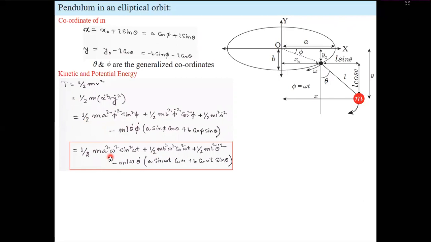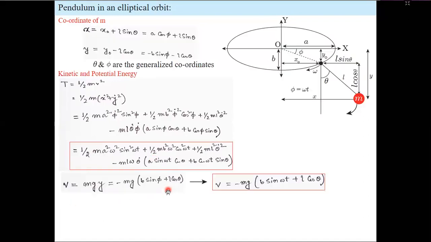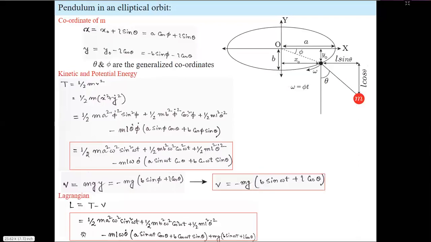And next what we need to do, we need to figure out the potential energy. What is the potential energy here? It should be like m times g into height. What is the height of this object? It is y. So m g y, and this is this y expression. Now if I again write phi as omega t, V will be this. Now I have T and V, that will give me the Lagrangian. So T minus V, and this is the Lagrangian.